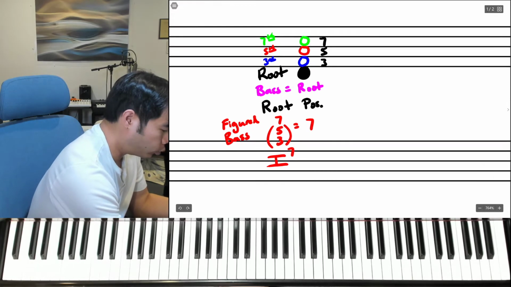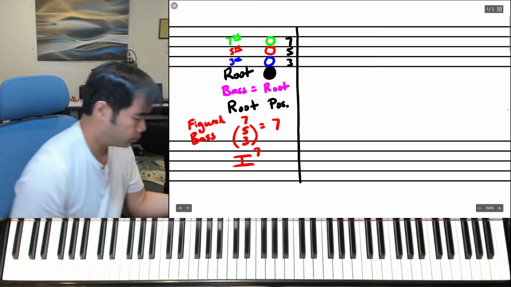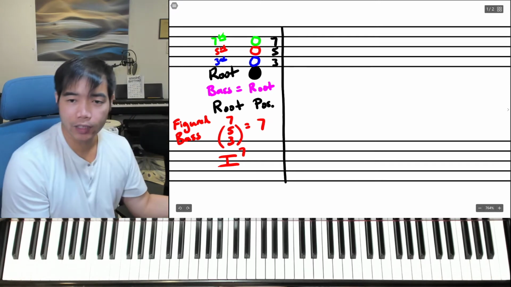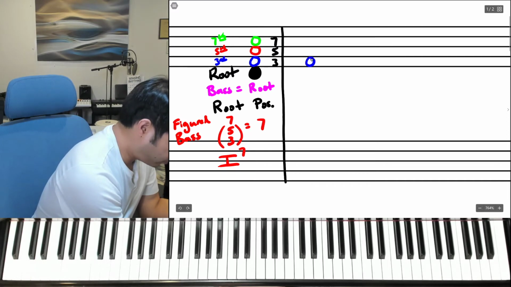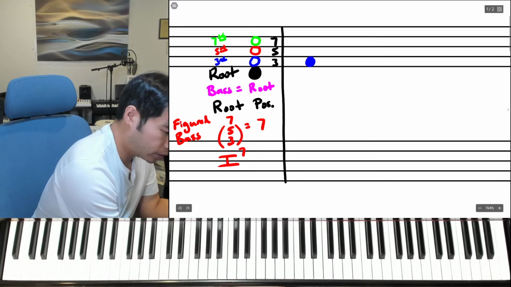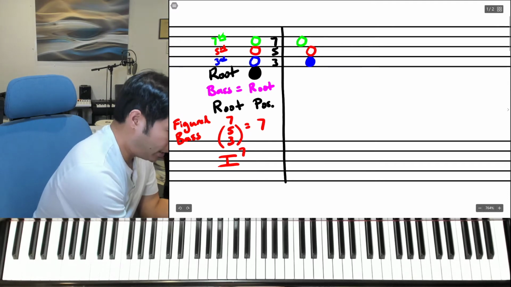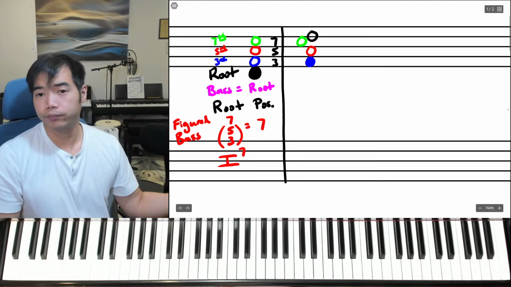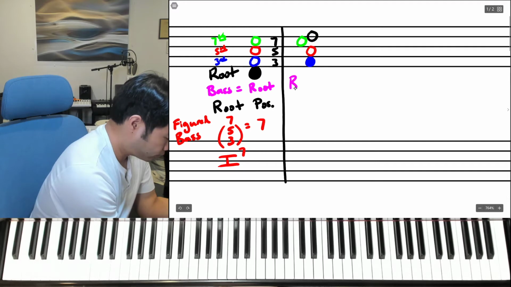Now we have 4 different notes, which means that we should have 4 different possible positions. Let's talk about the next one. All we're going to do is invert this chord by moving the root higher. So this time we're going to start off with the third in the bass position, the lowest position, followed by the fifth, followed by the seventh, and followed by the root. So now what is the bass note? Well, it's the third. The bass equals the third.